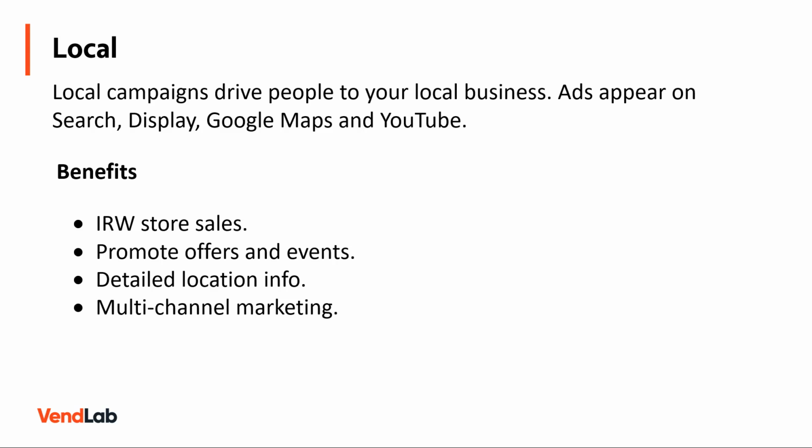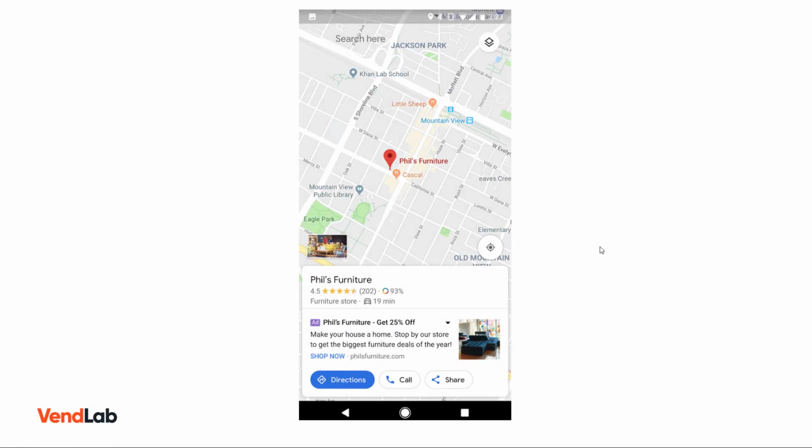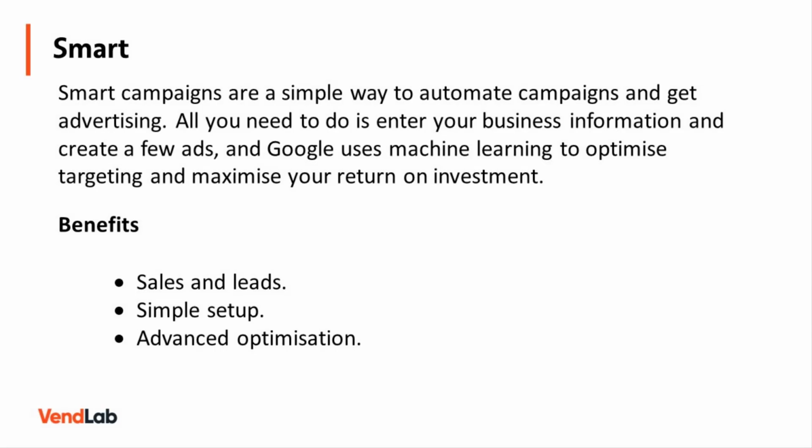To create a local campaign, you need to have active location extensions in your account or have created a business profile connected to Google Ads. Here is an example of a local ad which is showing on Google Maps. As you can see, it shows the location of the business and also information about the business with links to directions and call the business. As you can see from the example, local ads are a great way of advertising to people in the process of searching for local businesses.